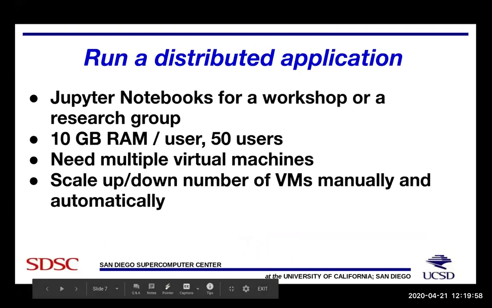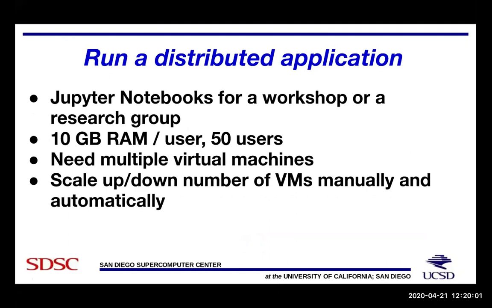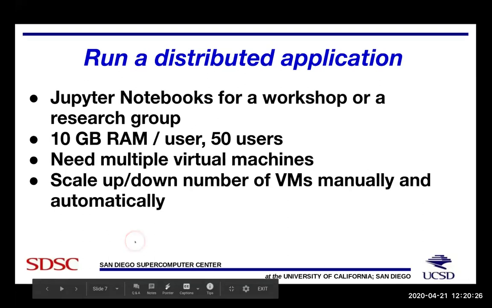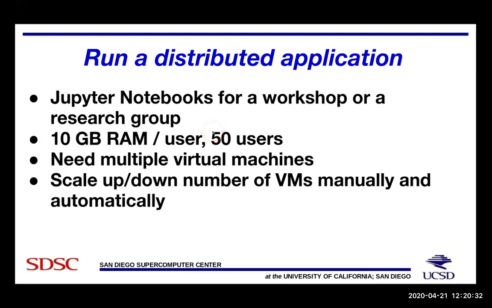Now in this second part, we will step up and focus on running a distributed application. Just to have a usage scenario in mind, let's say that we want to deploy some Jupyter notebooks for a workshop. You have a workshop at your institution, you have 50 users, and you want to give them good resources, let's say 10 gigabytes per user. If you want to give 10 gigabytes of RAM per user, then you're never going to fit on a single machine. So you need multiple virtual machines.